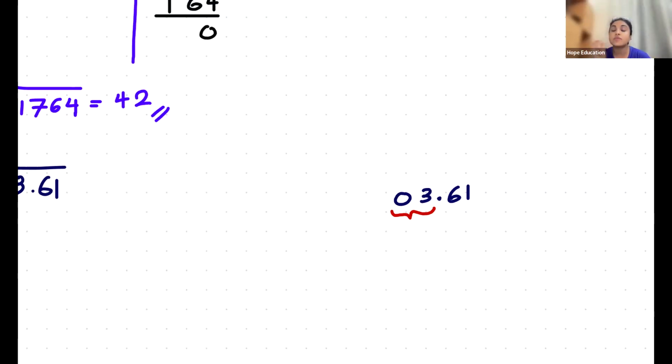And after the decimal point also, the numbers I have to arrange in pairs. Now the decimal point is here. After the decimal point, I have 6 and 1. There's only 2 numbers, so it is anyways a pair. So no problem. Do you understand how I arrange this number into pairs? Or not?